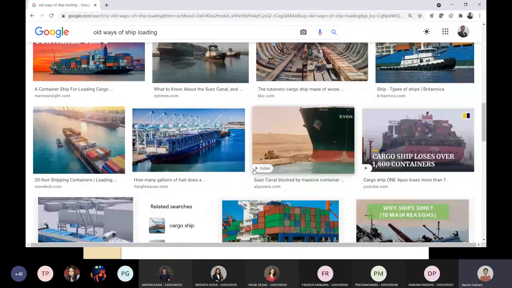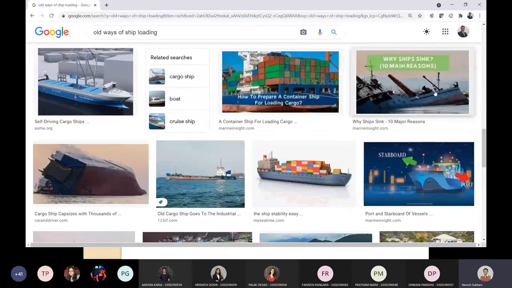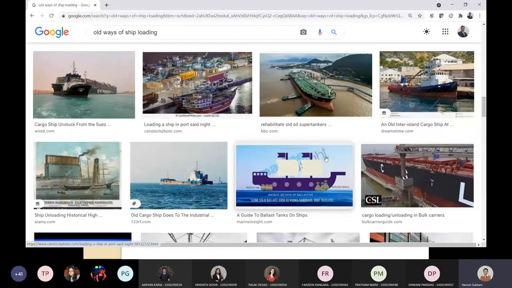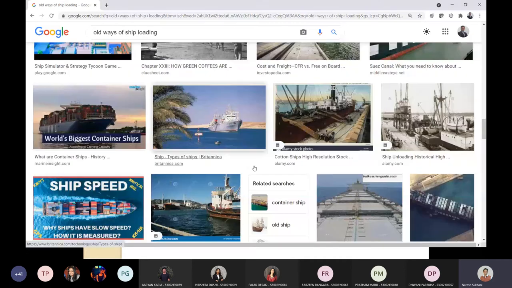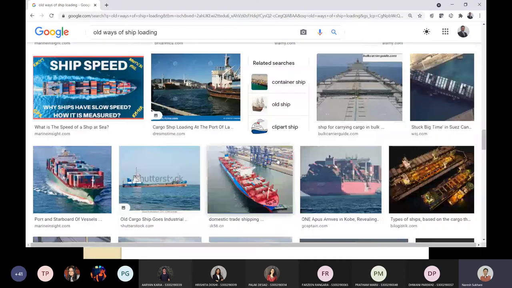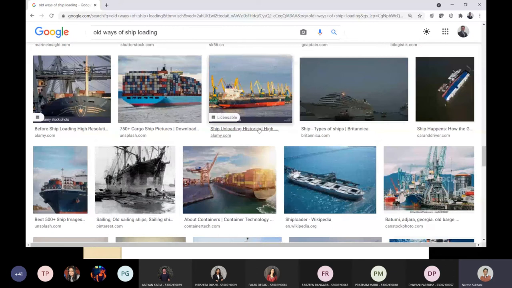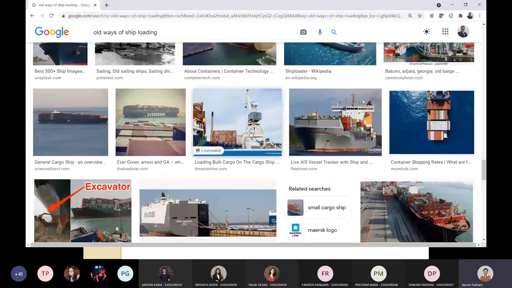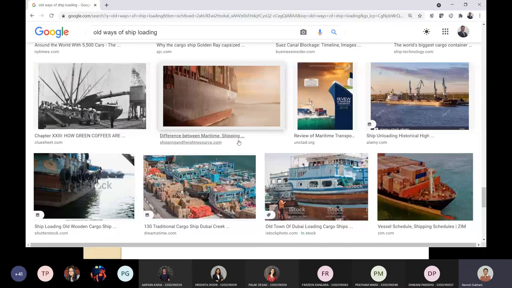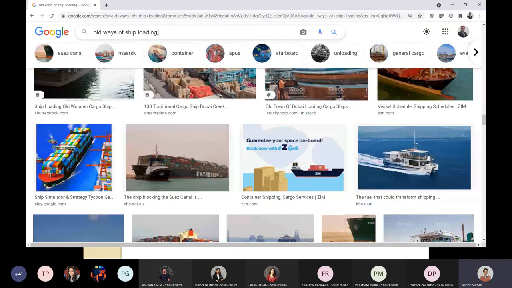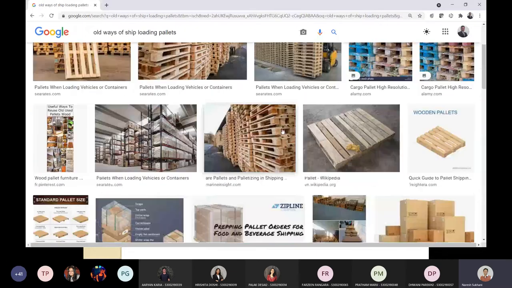See, these are ships which can actually sink, they can topple. See here, instead of using containers, they were using people to move the products inside the ship. Porting with the help of pallets. Yeah, so the items were being placed on these pallets, and then they were moved inside the ship with the help of a crane. All right, like this.